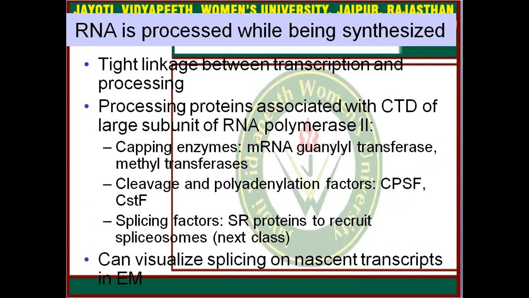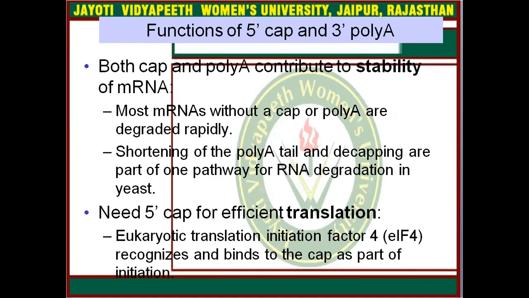RNA is processed while being synthesized, so there is a tight linkage between transcription and processing. Processing proteins are associated with the CTD of the large subunit of RNA polymerase II. These include the capping enzymes for messenger RNA, guanyl transferase and methyl transferases, the cleavage and polyadenylation factors CPSF and CSTF, and the splicing factors, SR proteins, to recruit spliceosomes. We can visualize splicing on the transcript in an electron microscope.